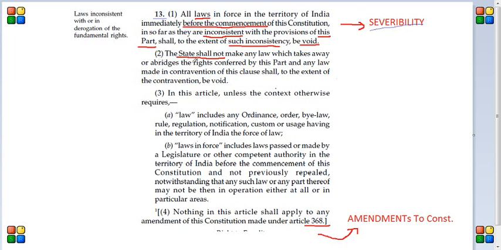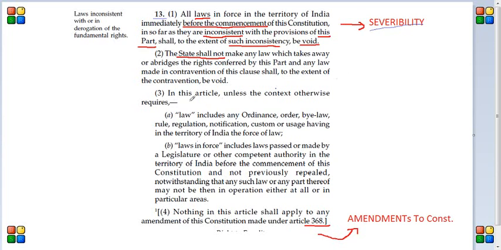Clause 2. Clause 2 says that the state shall not make any law which takes away or abridges the rights conferred by this part, and any law made in contravention of this clause shall, to the extent of that contravention, be void. Same thing again. What this says is that even after the independence, if any government, be it parliament or any state legislative assembly, makes any law which is against the fundamental right, then that particular part of the law will be declared as void.